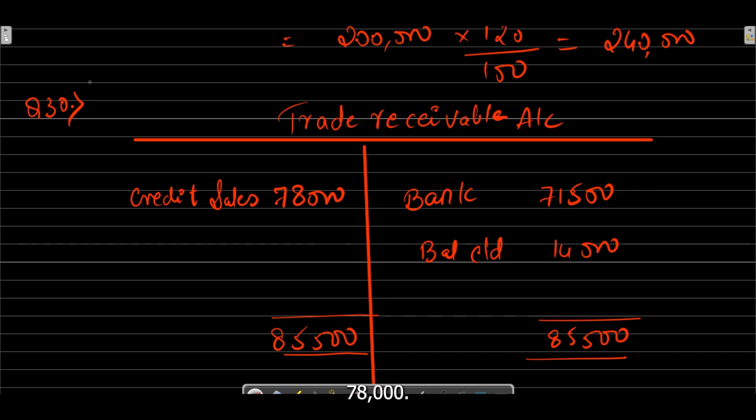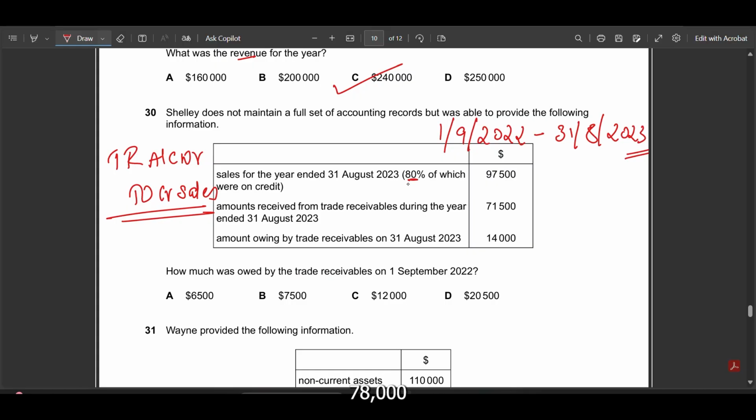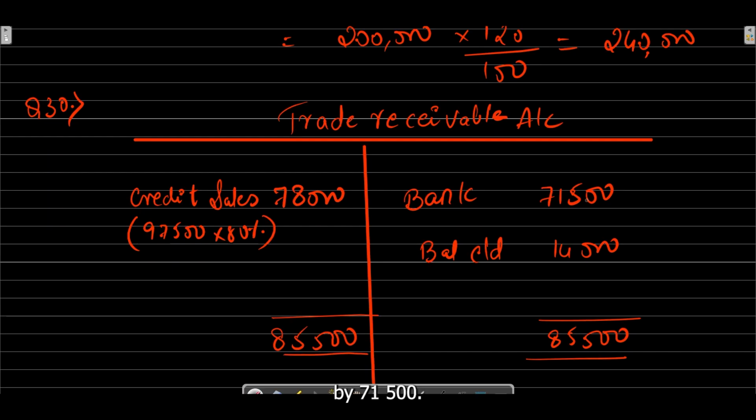From where am I getting 78,000? It is 80% of 97,500. So by this I'm getting credit sales of that year as 78,000. Next is amount received from trade receivable. Whenever you are receiving any amount, that decreases your trade receivable. So what is the journal entry? Bank account debit to trade receivable. So trade receivable has been credited by 71,500, so I am writing it on the credit side.